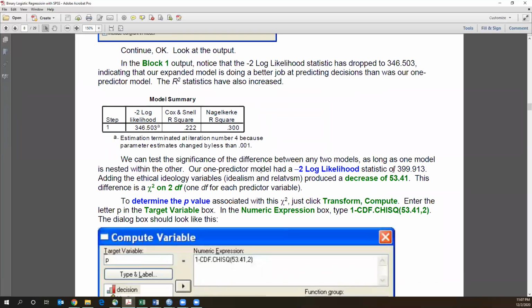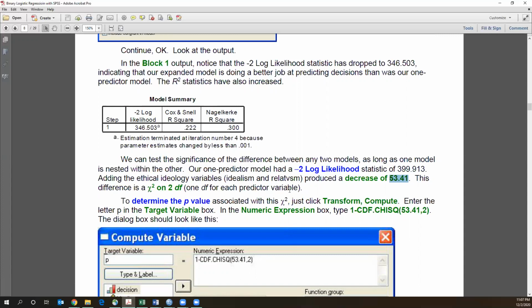Oh, because our previous model had 399.913, and this model has 346.503. So when I look at step 0 and compare its likelihood with step 1, when I've added in the other variables, I see there's a decrease of 53.41, which is what my chi-square is. So this is chi-square looking at 2 degrees of freedom, 1 for each of the predictor variables.